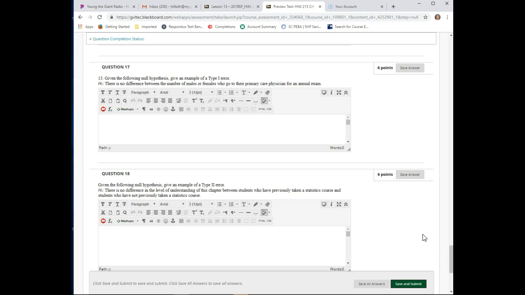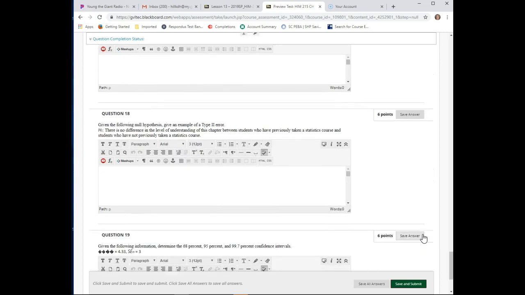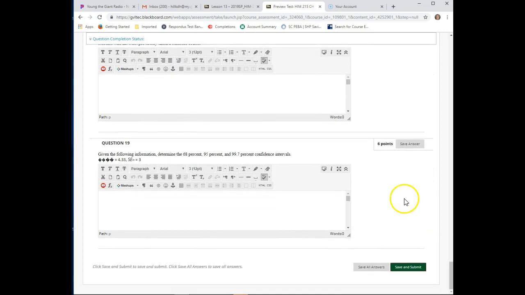So the last one, let's see, make sure that's the last one. Yep. Given the following information, determine the 68%, 95%, 99.7% confidence intervals. And I apologize, those little question marks are supposed to be the mean equals 4.33, and the standard error of the mean equals 3.